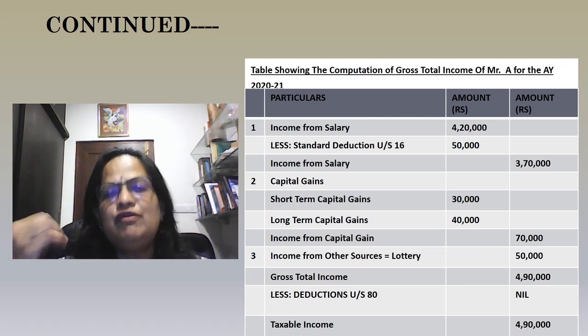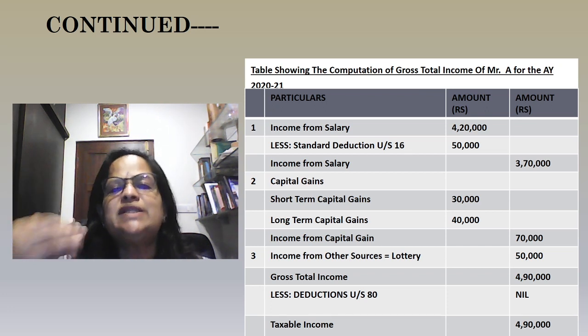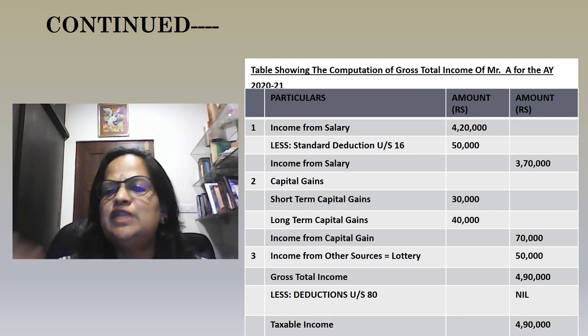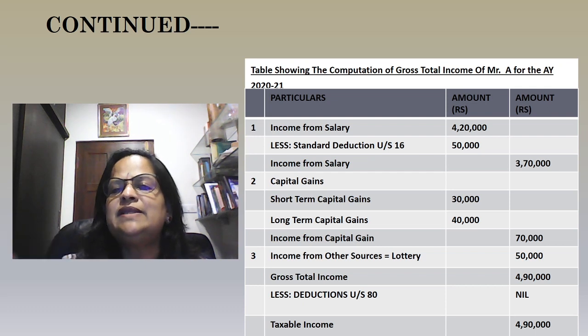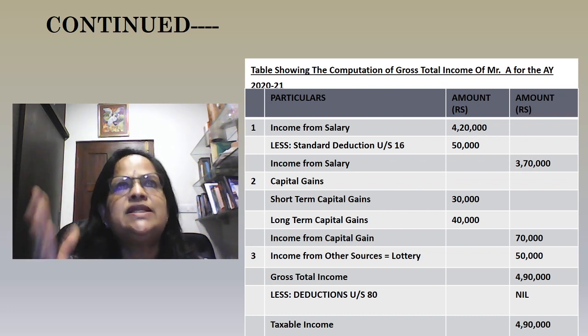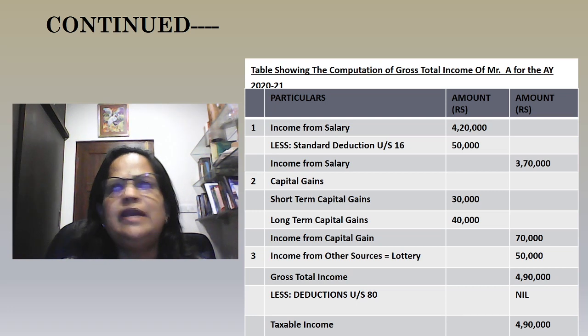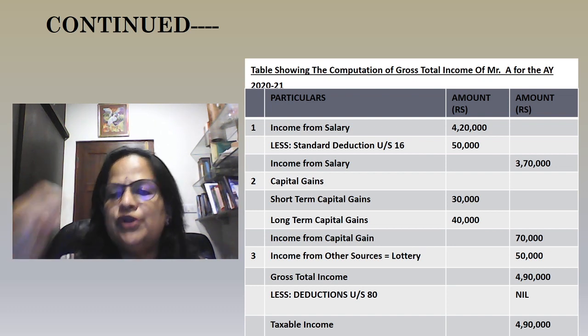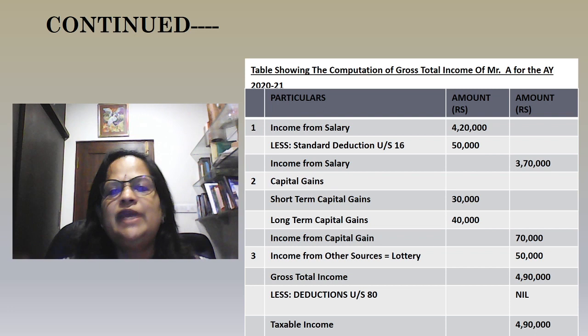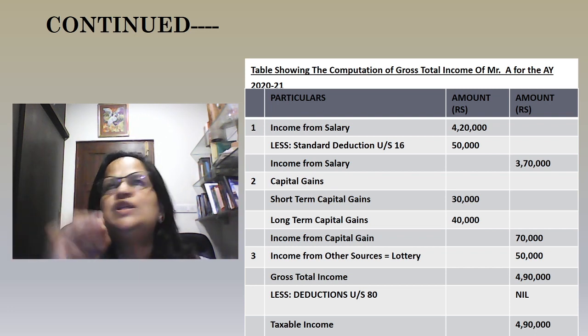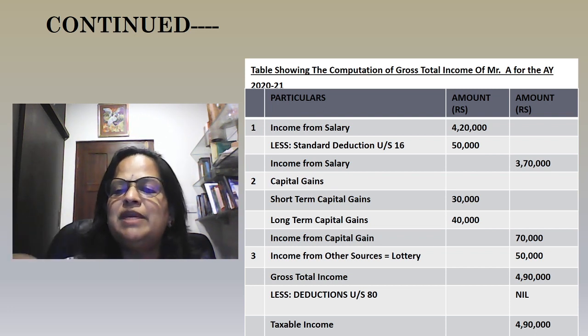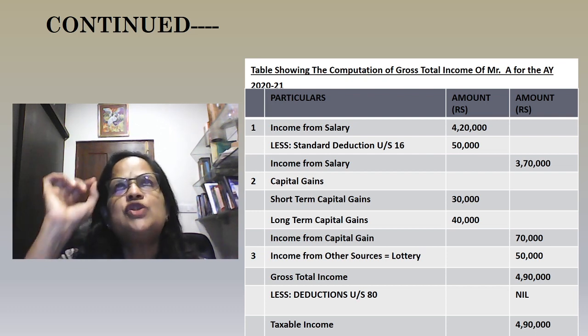So income from salary 4,20,000. We use the standard deduction under section 16, which is 50,000, so income from salary is 3,70,000. Now capital gain has 2 categories. Short-term capital gain: since securities transaction tax is not paid, special rates of tax will not be applicable, so 30,000. Long-term capital gain 40,000. Now total capital gain is 70,000. Income from other sources, lottery income: special tax rate of 30% will be applicable. Value is 50,000.